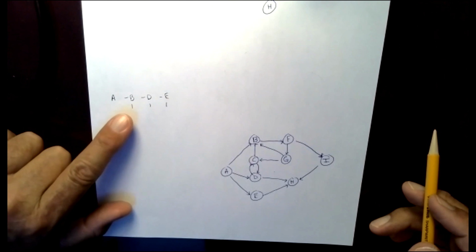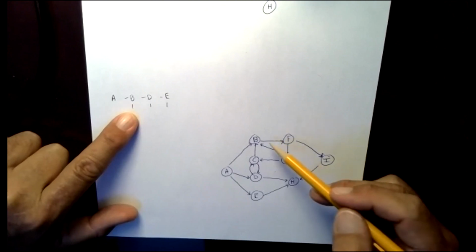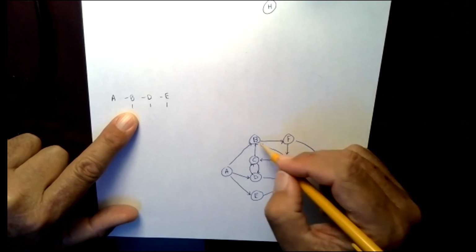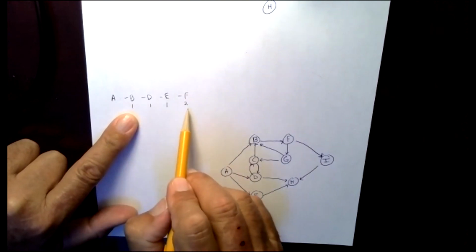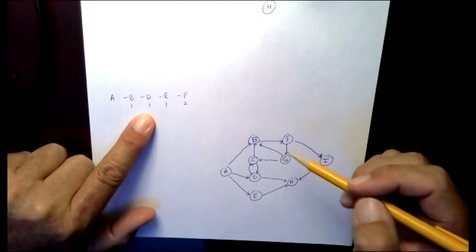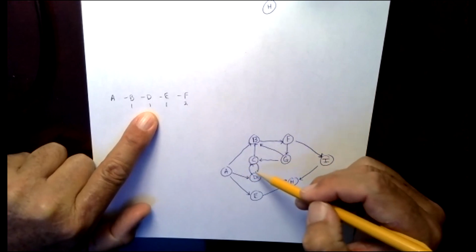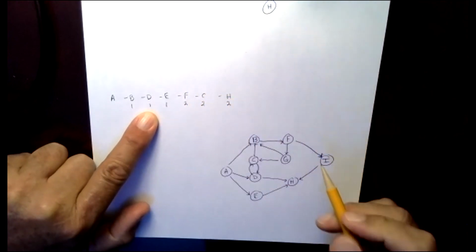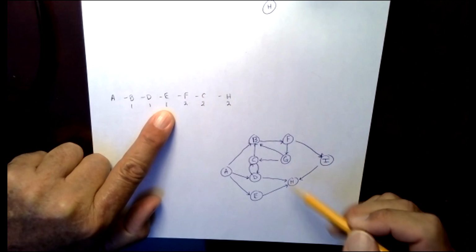Okay, good. Now, where does B go? Because wherever B goes, it's going to be 2 stops away. B goes to just F. So I know my starting city was A, and to get to F, I can get there in 2 moves. Wherever D goes, I can get to. D goes to C and H. And finally, where does E go? H. But I already have H.